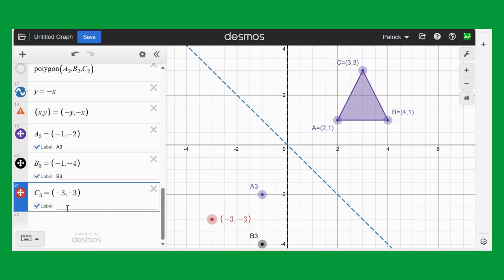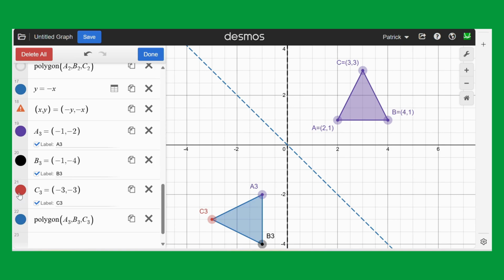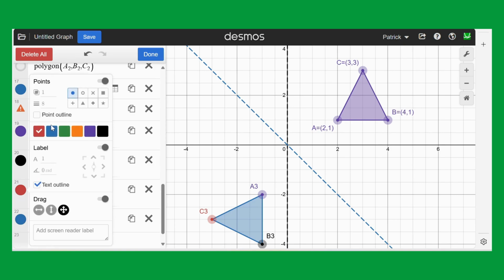Finally, to draw this third reflected triangle, type polygon(A3, B3, C3) into a new line. You'll see a unique diagonal flip this time, across the line y equals minus x. This visually demonstrates how both coordinates are swapped and negated.